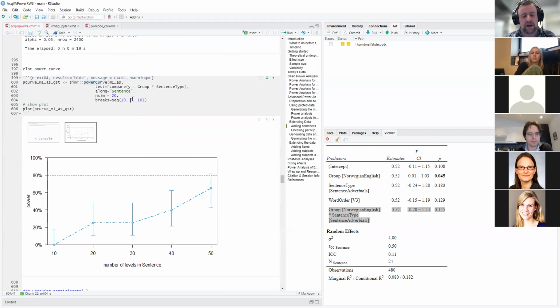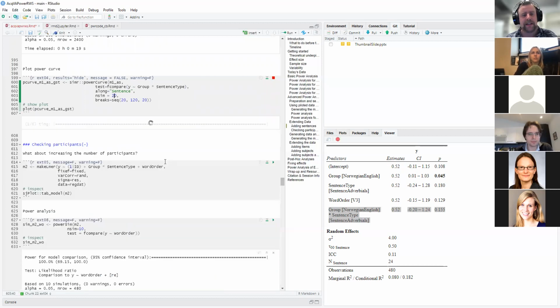Let's say from 20 to 120 with 20. So this means create a vector from 20 to 120 with intervals of 20. So we'll have 20, 40, 60, 80, 100, 120. So that's what this command means. In this case, I use only 20 simulations, which is, again, not much, but I don't want this to run forever. And then what we get is the power curve.